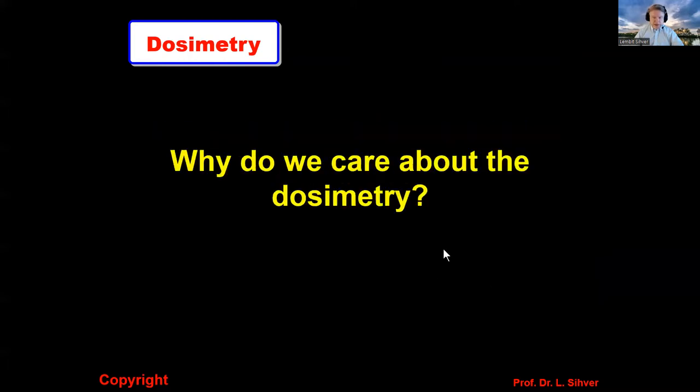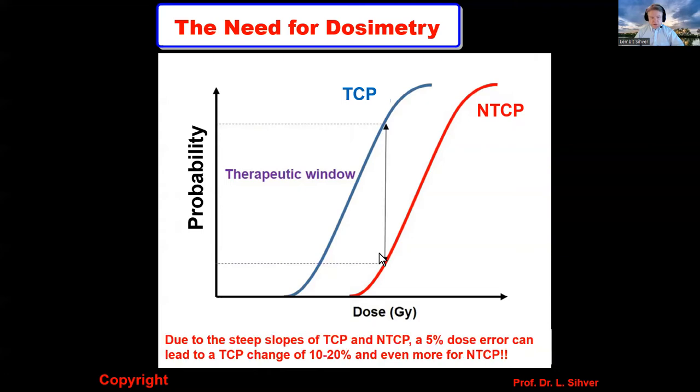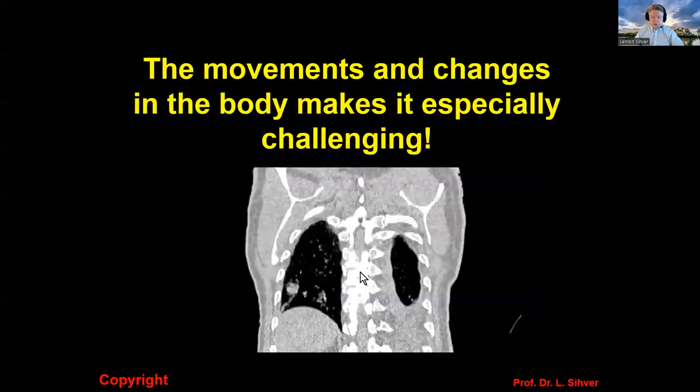But why do we care about dosimetry then? The need for dosimetry. If you look at tumor control probability and normal tissue complication probability, the slopes for TCP and NTCP are quite steep and the therapeutic window is quite narrow. So due to the steep slopes of TCP and NTCP, a 5% dose error can lead to a TCP change of 10 to 20% and even more for NTCP. So dosimetry is very important.